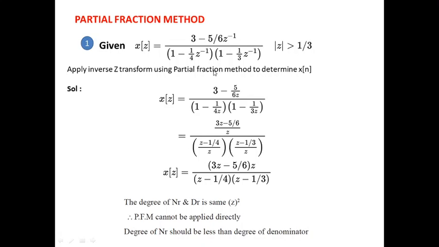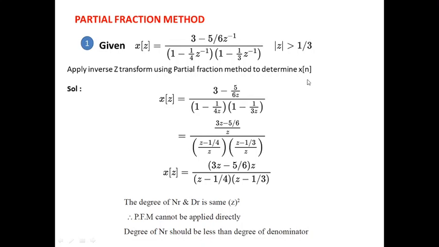Given X of z is equal to (3 minus 5 by 6 z power minus 1) divided by (1 minus 1 by 4 z power minus 1) into (1 minus 1 by 3 z power minus 1), and the region of convergence is given as modulus of z greater than 1 by 3. So we need to apply inverse z transform using partial fraction method to determine x of n.